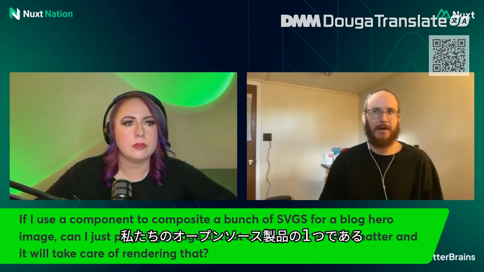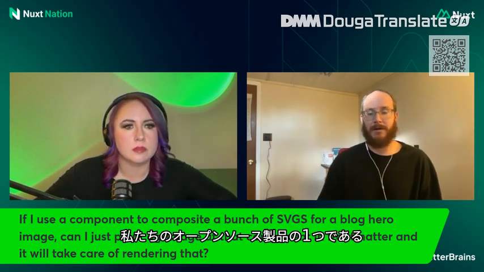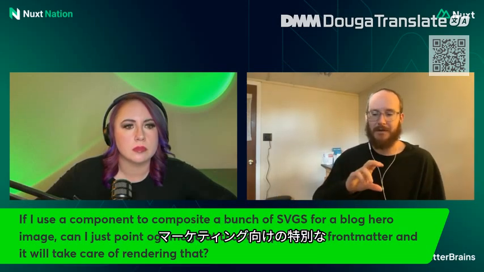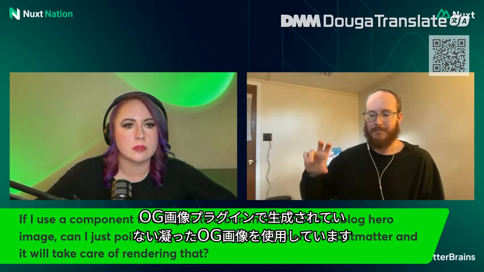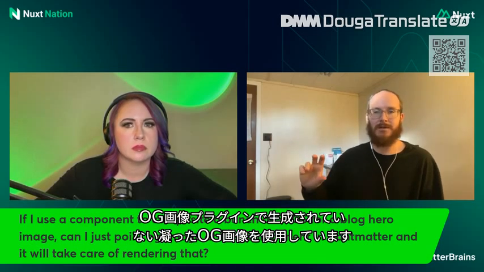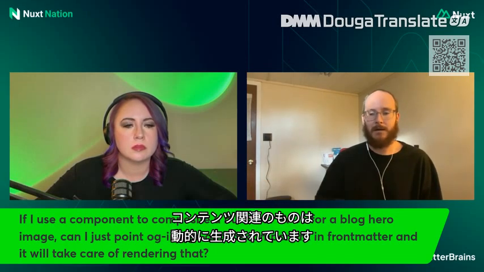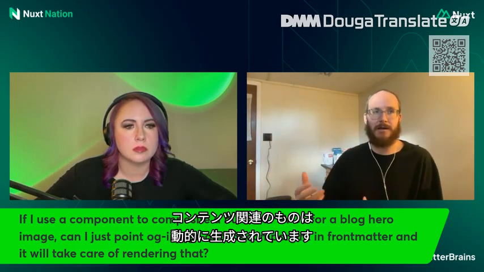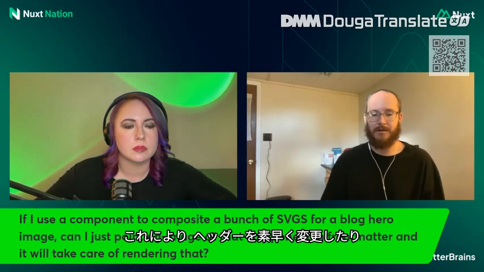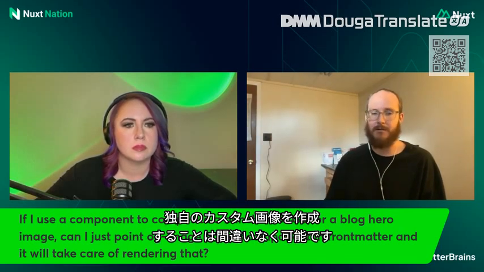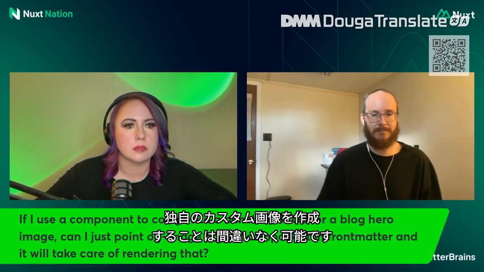So on our homepage, like for Financial Freedom, which is one of our open source products, we have a special, more marketing-type fancy OG image that isn't generated by the OG image plugin, whereas the content ones are dynamically generated. That allows us to quickly change headers and little previews and not worry about making a whole new image for it. So you can definitely make your own custom image.